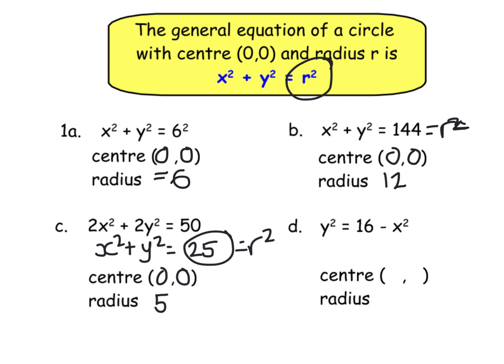And then this one again, it's just not in the right layout, so I'm going to bring that x squared over and have x squared plus y squared equals 16. So the centre is 0, 0. Remember that 16 is r squared, so we square root it. Our radius is 4.